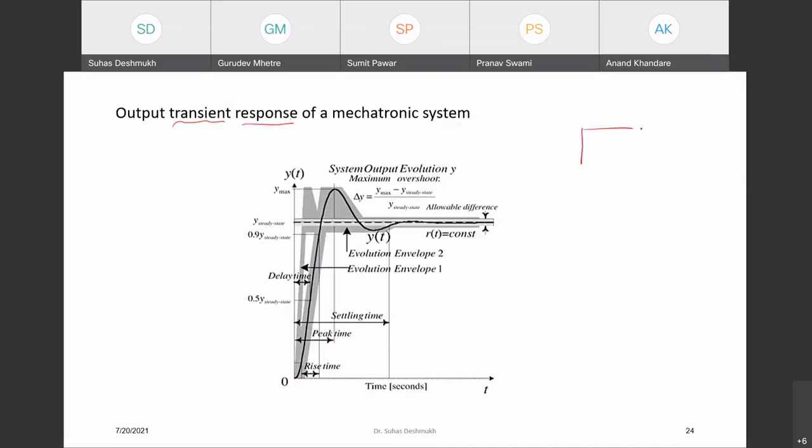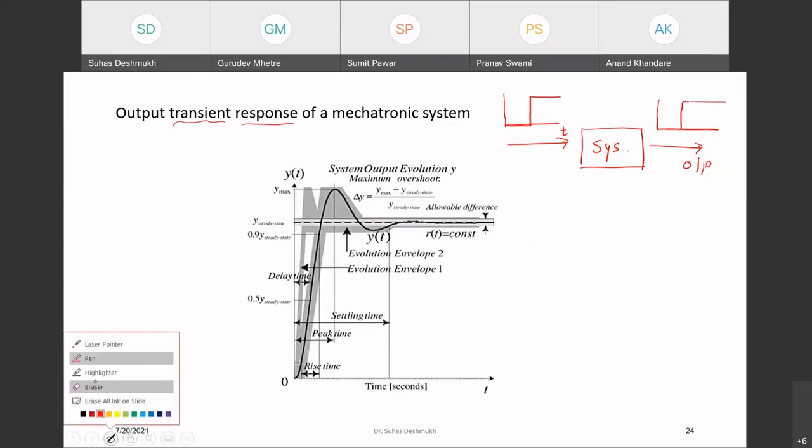Transient response means this is my system. I'm going to give an input to the system, meaning with respect to time, I'm suddenly changing the input to my system. What will be the output? Output will typically be a curve. This is my input and my output will oscillate and then settle to its step.